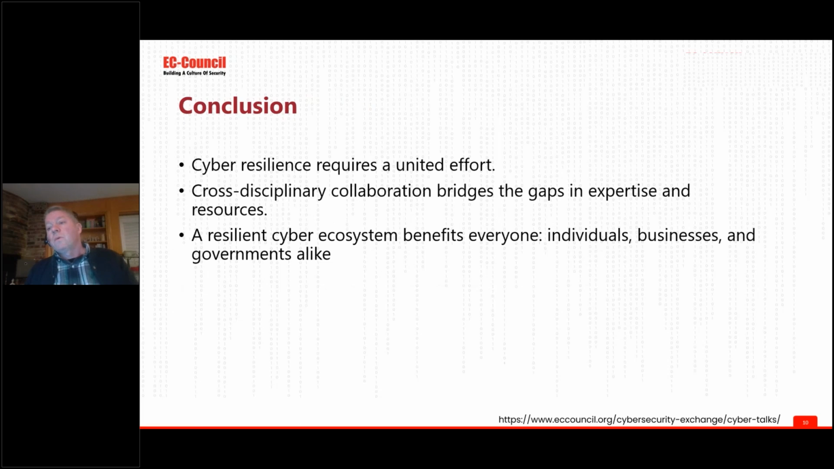So wrapping this up, we've talked about a lot of different things. And as I said before, this is a very high level view. And when we talk about cyber ecosystems, we need to understand that resilience cannot be effectively obtained by a single entity or organization. It requires collaboration and coordination by many different institutions.